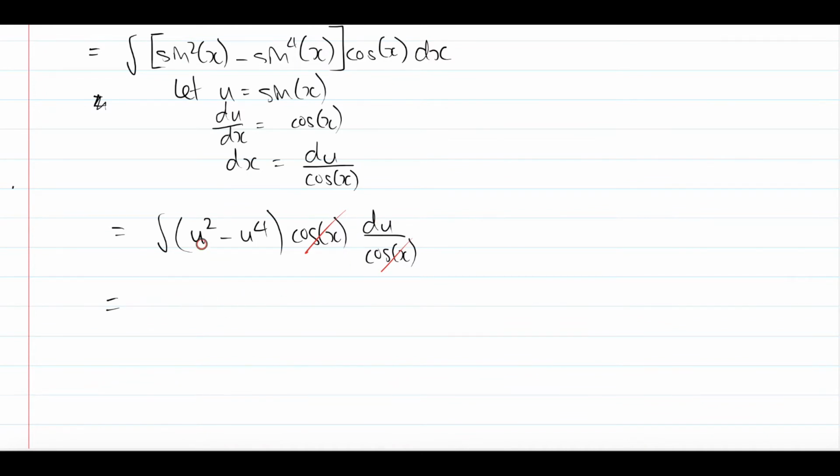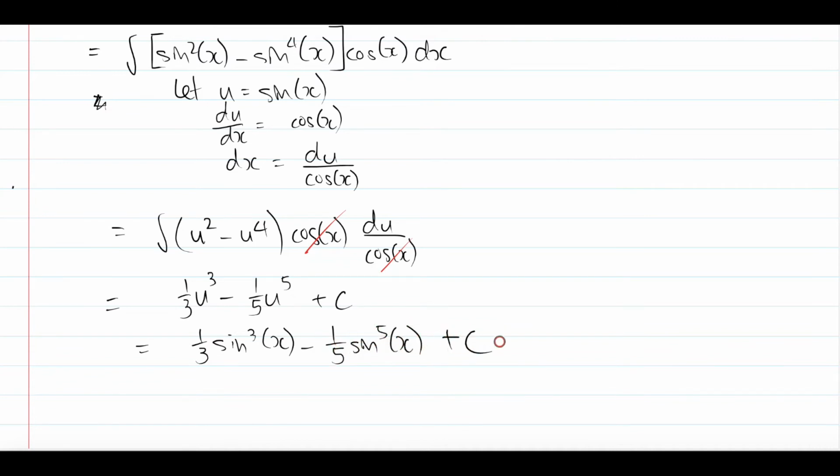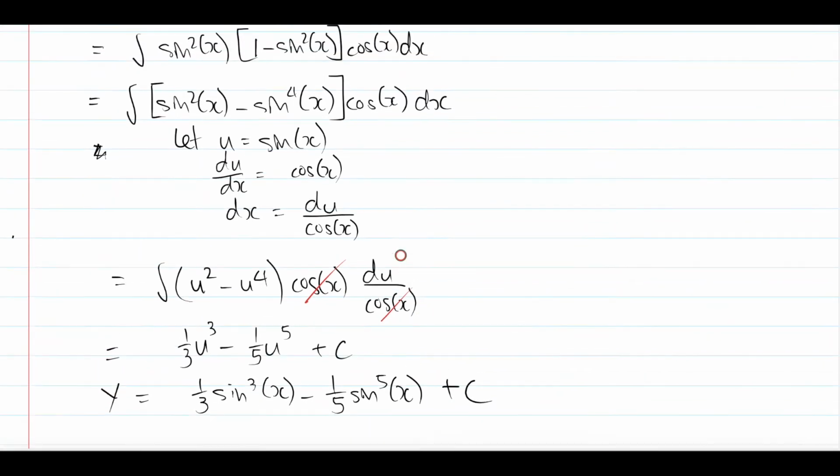Afterwards, anti-derive normally. u squared, anti-derive that, we get u to the power of 3 over 3, subtract u to the 4 plus 1 is 5, over 5, plus c, and you substitute what u originally is, which in this case is sine x. So sine cube x over 3 minus sine 5x over 5 plus c, and that is your final answer. That's it. So I'll summarize it here.